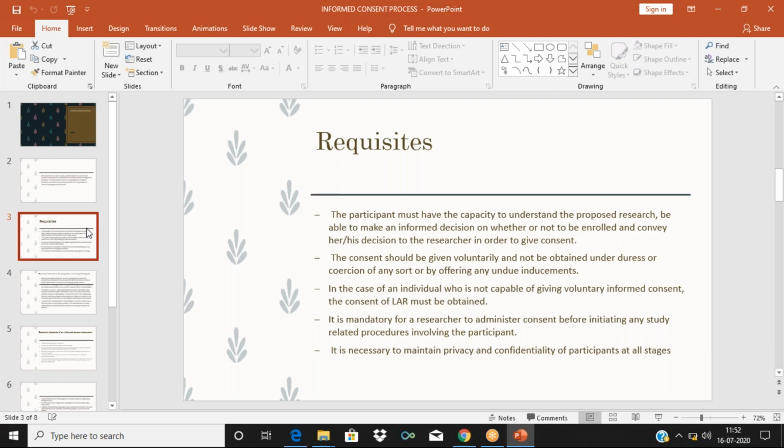Then even before the first data collection, or before any study related procedure is done, it is mandatory that they do this informed consent process. Then it is also important that the researcher maintains the privacy and confidentiality of participants at all these stages.